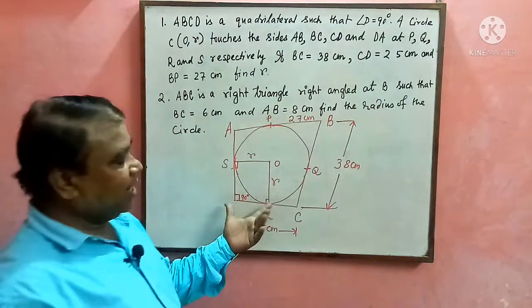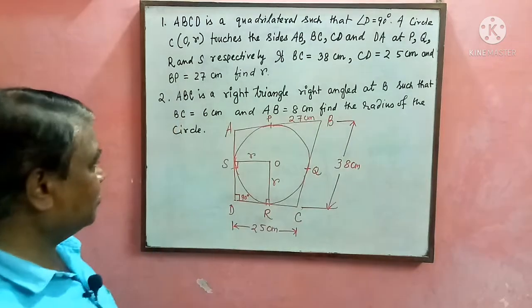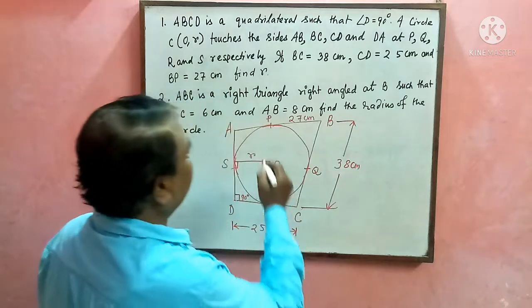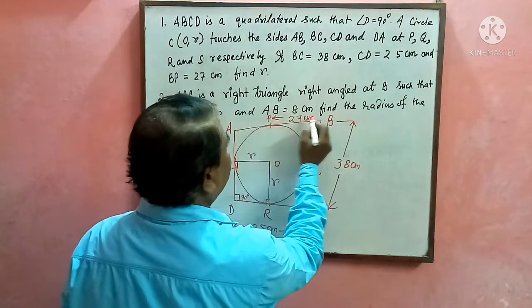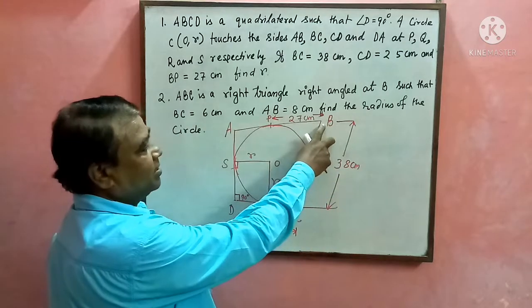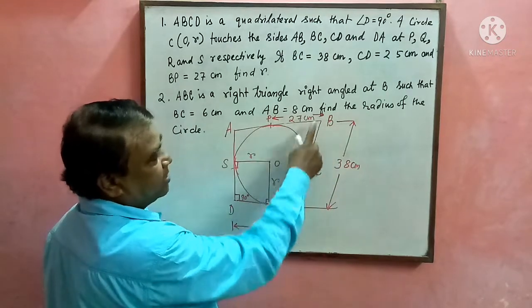You have to find out the radius of the circle. Here you have the clue. This PB is given. We know B is an exterior point, so BQ is also 27 centimeter, right?